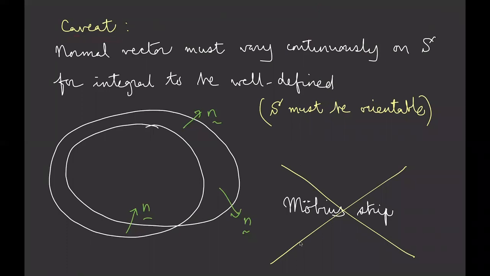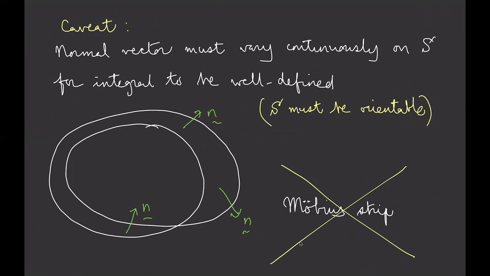There is a little caveat to this, a little thing to worry about. And this is the fact that the normal vector must vary continuously along the surface S for the integral to be well defined. It cannot just suddenly flip to the other side or do something crazy like that. In mathematical terminology, this is saying that the surface S must be orientable. There has to be an orientation to it.